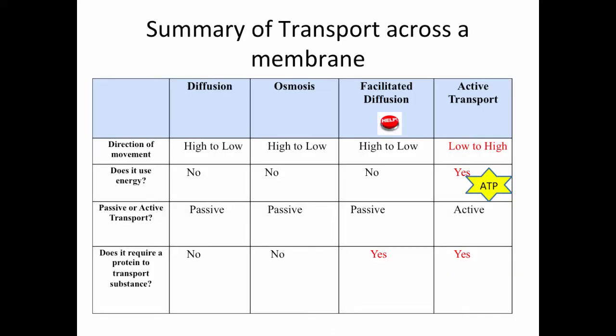So in summary, let's look at transport across a plasma membrane. We had 4 types: diffusion, osmosis, facilitated diffusion, and active transport. Diffusion, osmosis, and facilitated diffusion all move from high to low. They don't require any energy. They all are a form of passive transport, and 2 of them, diffusion and osmosis, don't require any proteins to help them, but facilitated, remember that word means to help, needs some proteins to move them across. Active transport, however, on the other hand, is going to move from a low to high. It does require energy, and it also requires a protein.